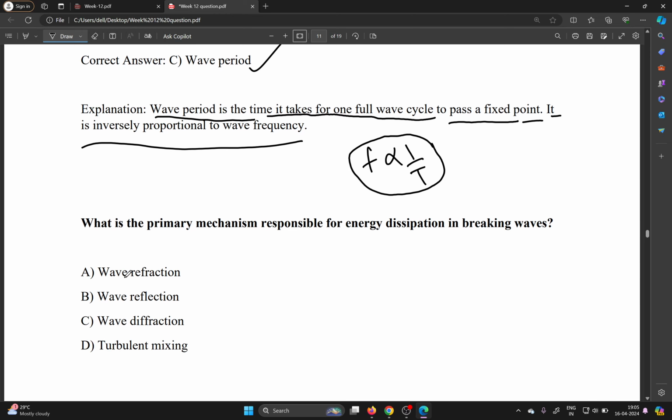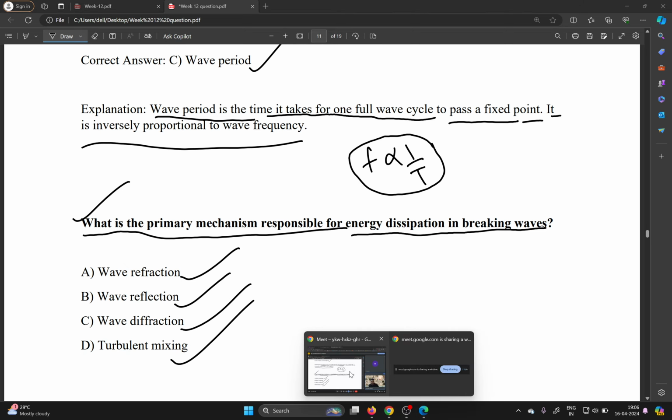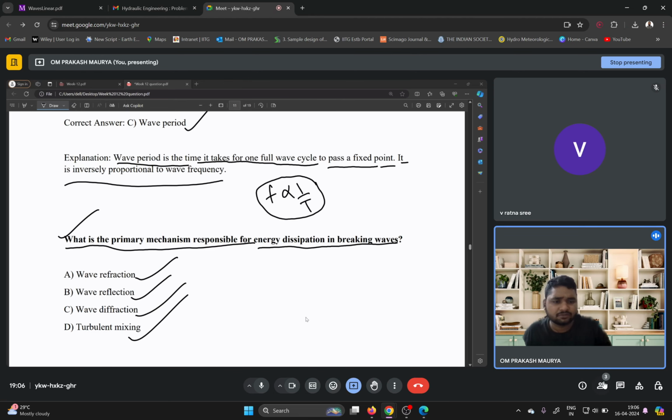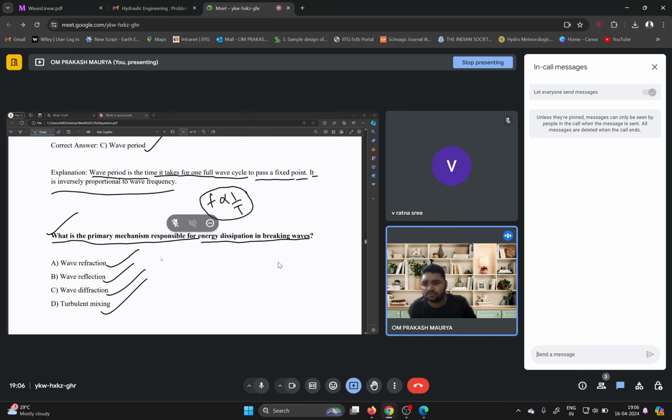Now moving ahead to the next question, which is a very important question. What is the primary mechanism responsible for energy dissipation in breaking waves? Wave reflection, wave diffraction, or turbulent mixing? Please think, it is a very easy question, not very tough. You can write the answer in the chat box also.